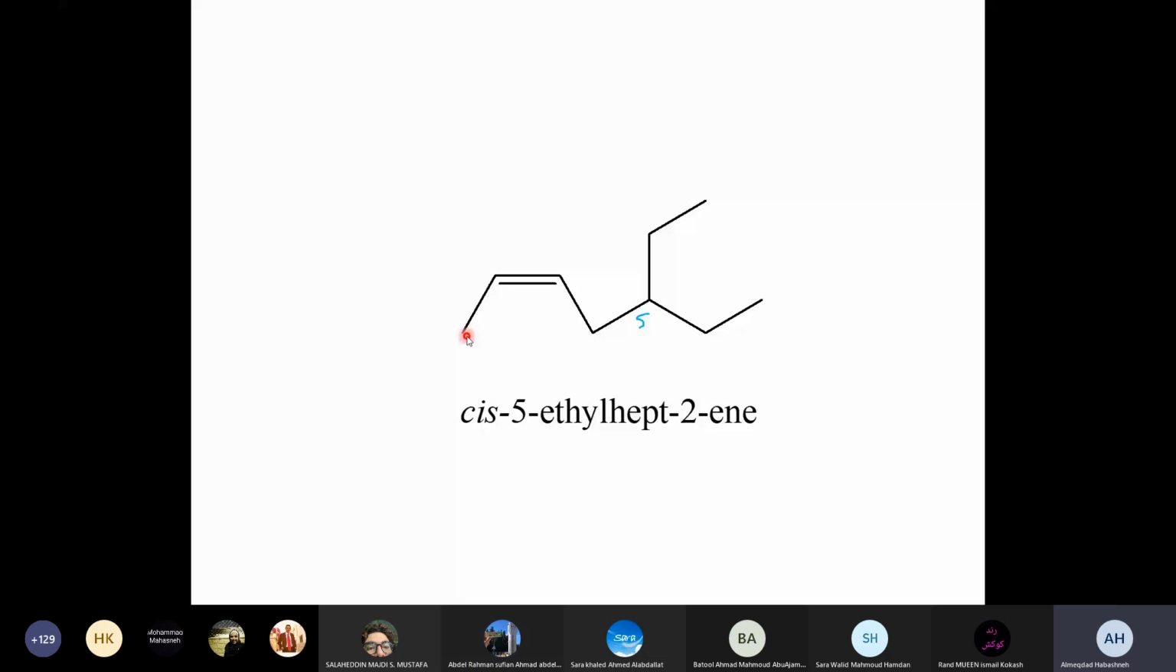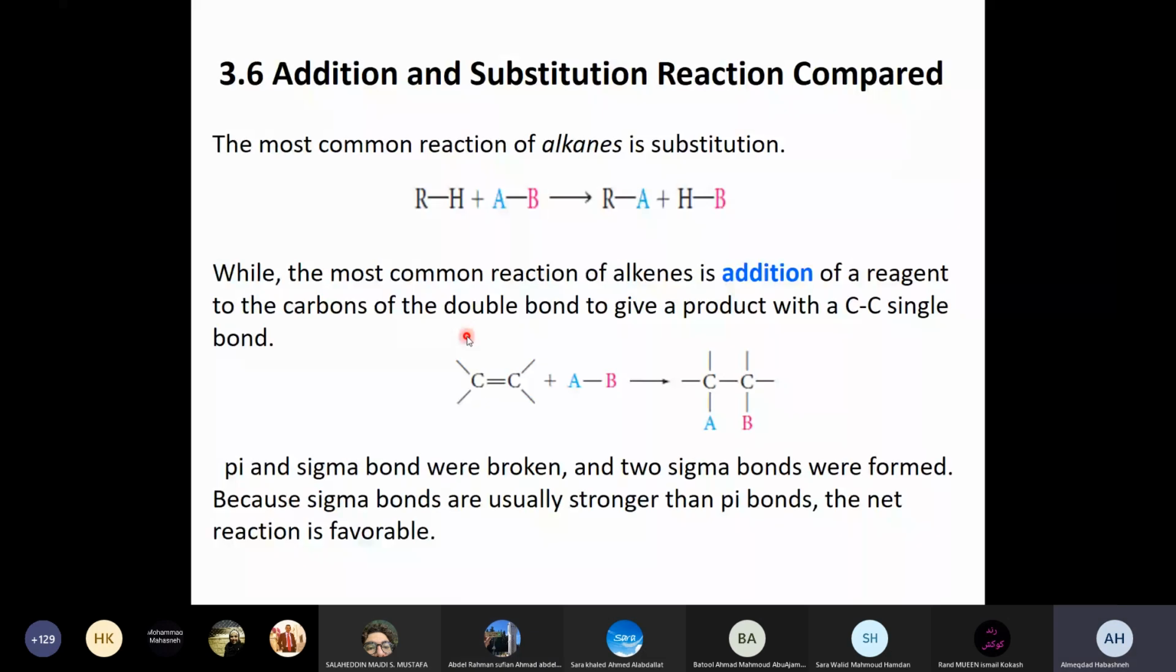Now guys, we are done with cis-trans isomers. How can you specify and name the compound by using cis-trans? Now guys, let's go to the reactions of alkenes and alkynes. The reactions of alkenes and alkynes.